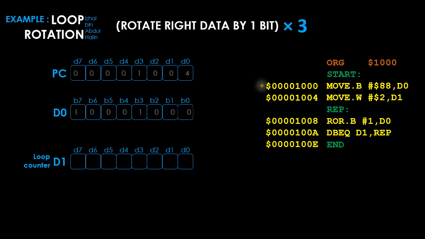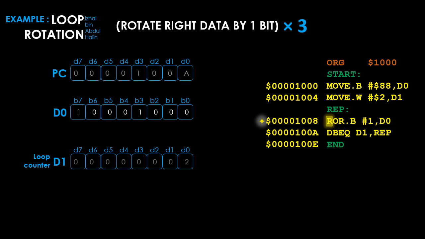The program counter is now pointing to address 1004. It is incremented to 1008 before executing the instruction it is pointing to. When the instruction is executed, 2 is moved into D1. It is the initial value for our down counter. The program counter is now pointing to address 1008. It is incremented to 100A before executing the instruction it is pointing to.